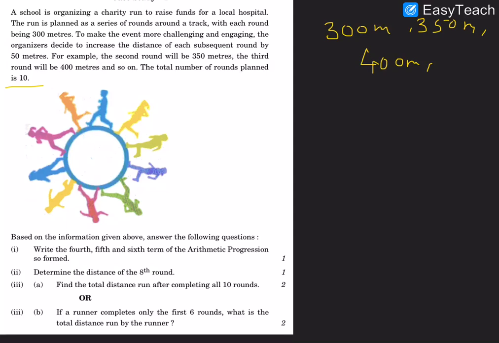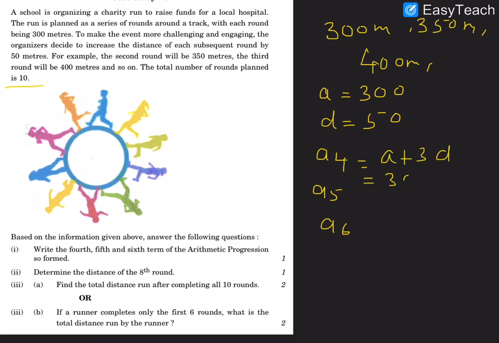First question: write the fourth, fifth and sixth term of the arithmetic progression. That means a is given to you, 300, d is 50. You have to write the fourth, that means a4, a5 and the sixth term. So the fourth term is a plus 3d, which is 300 plus 3 into 50, which gives you 300 plus 150, which is 450.